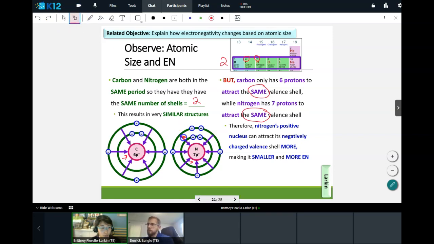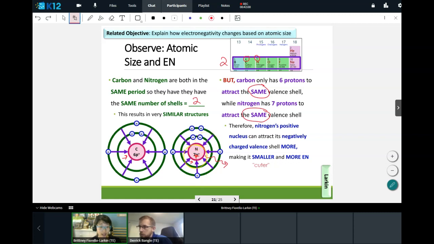So if you have more protons in your center, that means you have more positivity to attract your negatively charged valence shell. Again, the same valence shell. All right, so because nitrogen has an extra proton, it's actually better at attracting that outer shell more, and it's going to pull it in and it's going to shrink it down. So that will make it smaller. And again, the smaller you are, think about how this makes it cuter, like a puppy, and therefore it's actually better at reaching out and attracting more electrons, right? So this has less space to reach out to try to get a new electron, and so the smaller you are, the more electronegative you are.